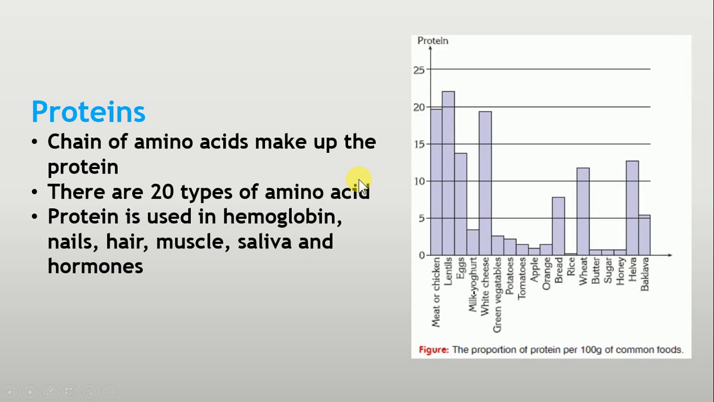Here is the chart. Which kind of food is rich in protein? For example, in 100 grams of lentils there are about 22 grams, 22% of a lentil is made up of protein. And the next one, for example, white cheese, about 19 grams are found in 100 grams of white cheese. And let's see the butter or wheat. Wheat is about 12 grams in 100 grams of wheat. And as you see here, the others.